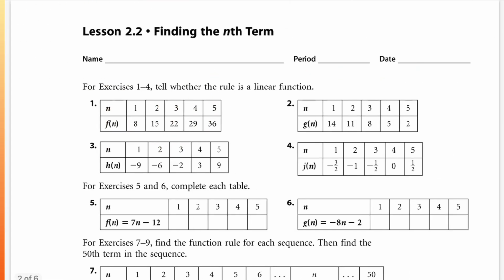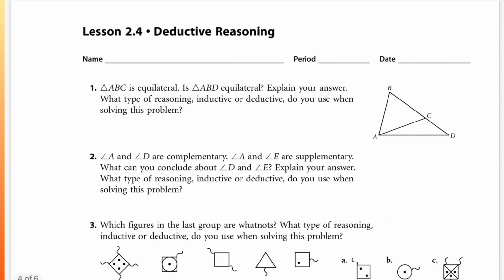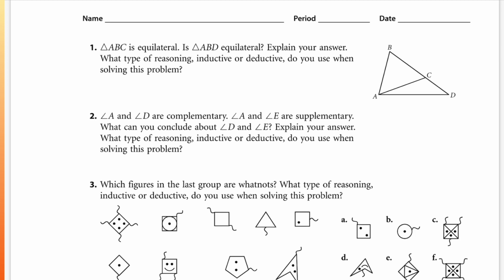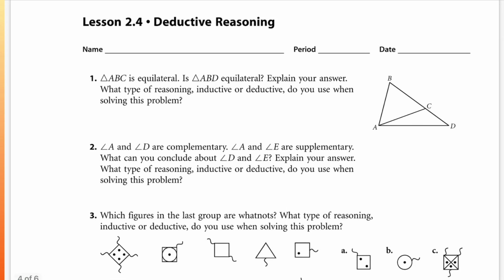All right, let's take a look at the homework. Here we go. For number 1, it says ABC is equilateral. Is the triangle ABD? So we know ABC is equilateral. That means that these sides are congruent, and also these angles all have to be 60, 60, 60. That's what an equilateral triangle says.